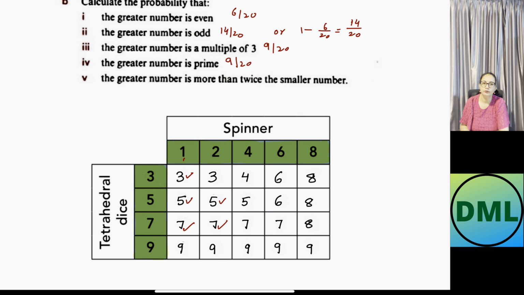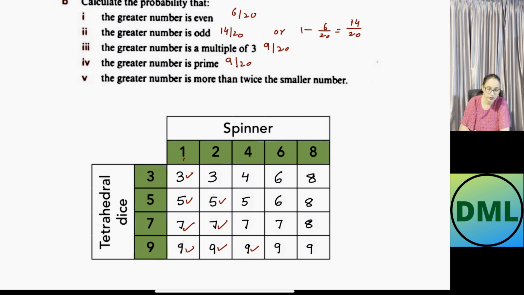4 times 2 is 8. It is 7, so I don't have to consider that one. 1 times 2 is 2. I have number 9. 2 times 2 is 4. I have 9, so it is bigger. I have to consider that. 4 times 2 is 8. I have number 9, so I have to consider this one. 6 times 2 is 12, but I have the number 9, so I don't have to consider that.